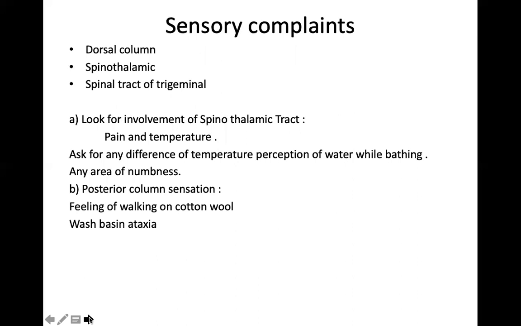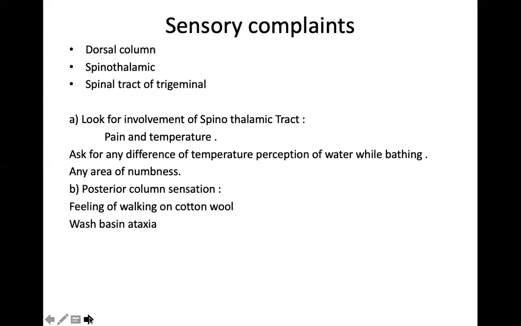Then the sensory complaints are usually difficult to elicit, the patient is also not very cooperative and they tend to disregard sensory complaints. So either it can be a dorsal column, a spinothalamic, or a spinal tract of trigeminal nerve in case of a CV junction, because the spinal tract of trigeminal can go up to C5 level. So you should always ask for the symptom, pain and temperature for spinothalamic. Ask for any difference in perception of temperature of water while bathing, any area of numbness.